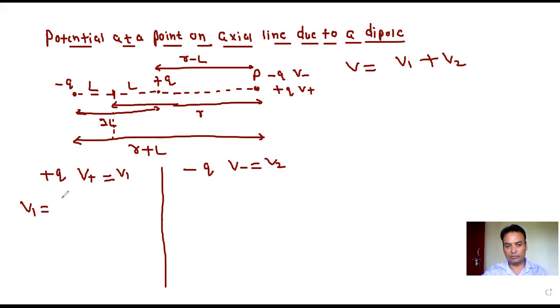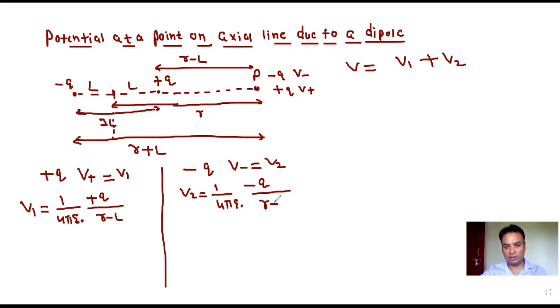So V1 is equal to, we know, 1 upon 4 pi epsilon naught, and the charge is plus Q. This is my plus Q charge, and the distance of plus Q charge from the point P is R minus L. Now I will find V2. V2 is equal to 1 upon 4 pi epsilon naught, and here we have minus Q charge, and the distance of minus Q from the point P is R plus L. So V2 is equal to minus 1 upon 4 pi epsilon naught, Q upon R plus L.